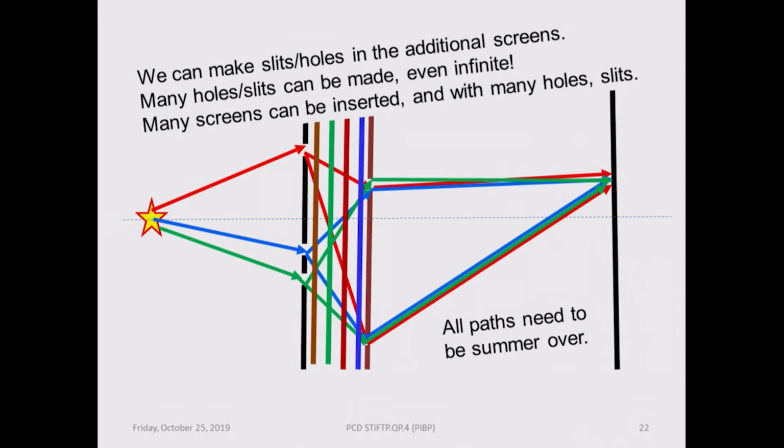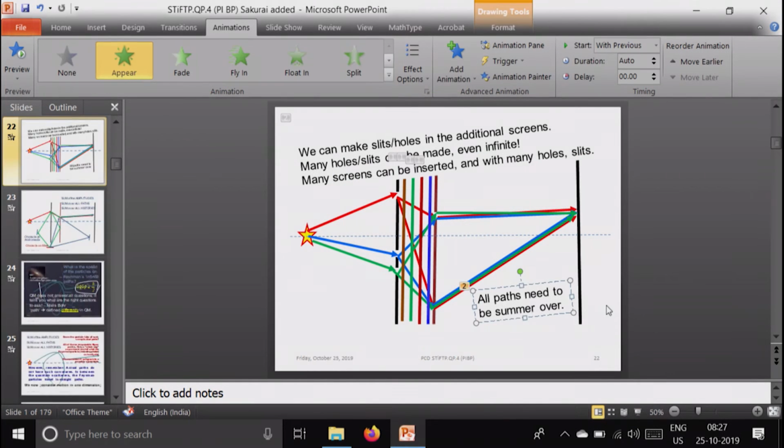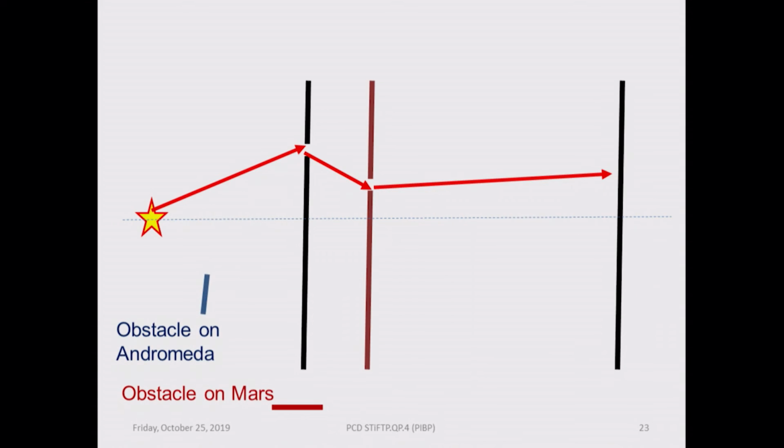okay. And all the paths need to be summed over. Okay? All the paths need to be summed over. I think there is a typo here. This should be D and not R. Okay? So, you have many possibilities.